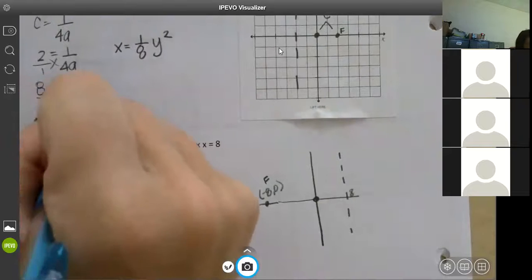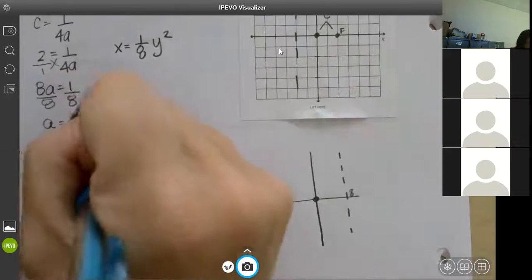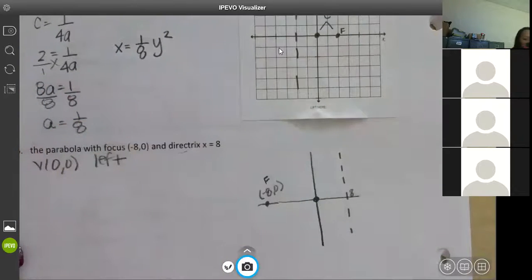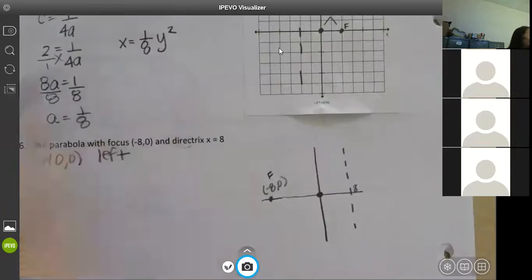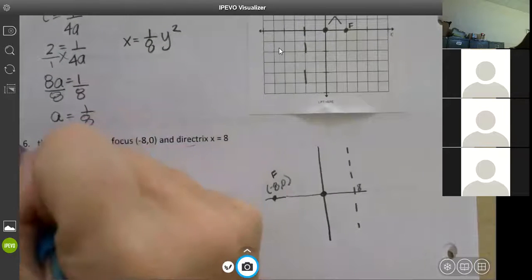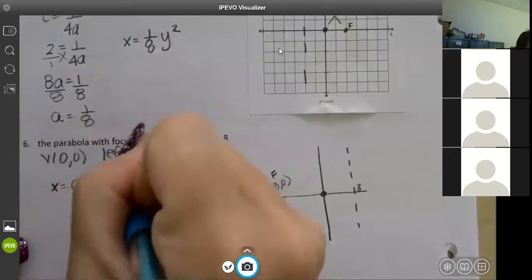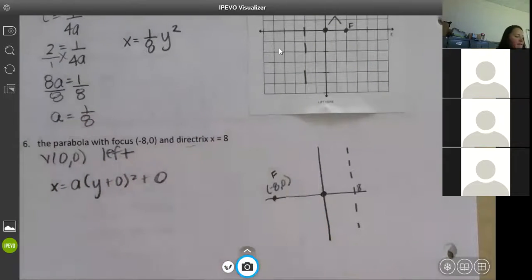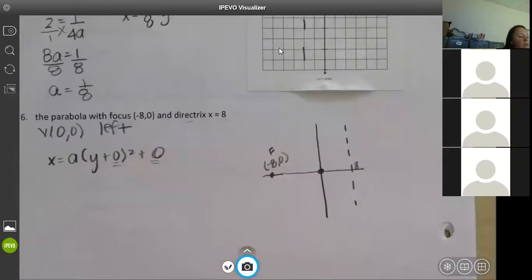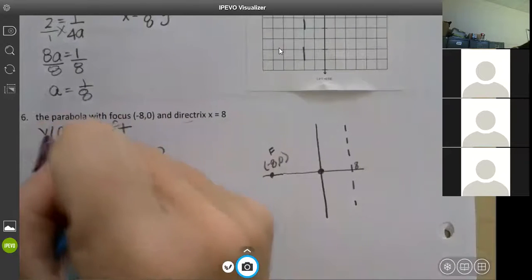Which way does this one open though? Left. So what's that tell me in the end? Make that a negative. So where I had my 1/8 the last time, it would be negative this time. So we have x equals a times y plus 0 squared plus 0. And again, this is your vertex. We've got to find a.